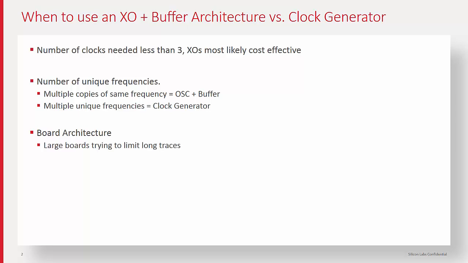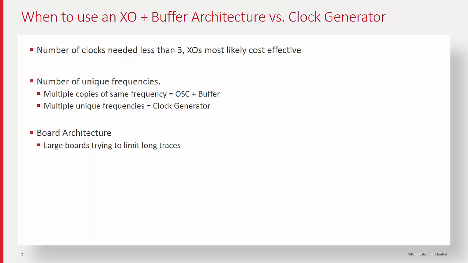So again, on a large board, customers often want to put the oscillator buffers next to the individual components to minimize jitter that can get picked up from long PCB traces. This can also help for EMI concerns. Again, if you have shorter traces, then you don't have as much stuff potentially radiating out.